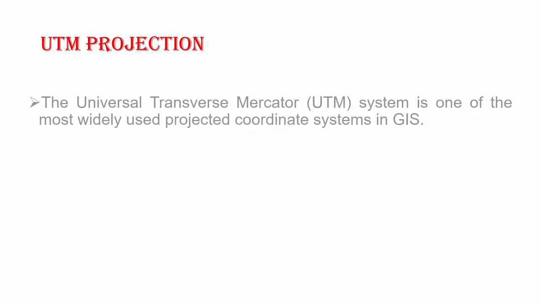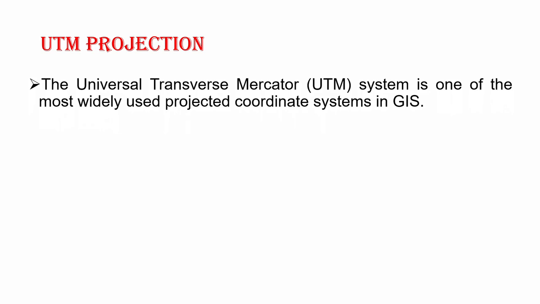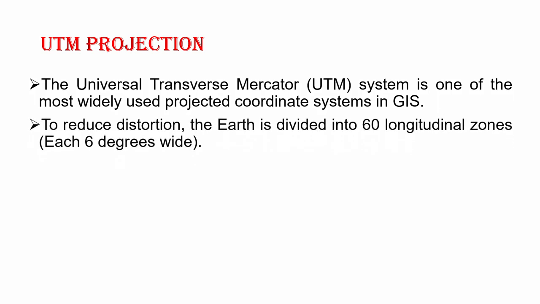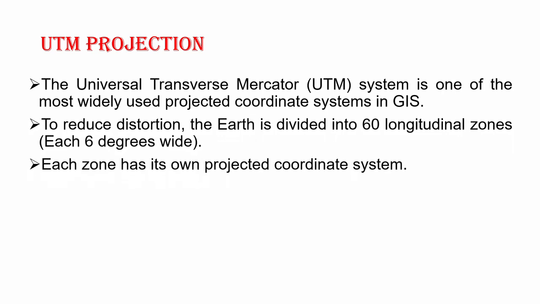Now, the concept of UTM projection. UTM stands for Universal Transverse Mercator. It is the most widely used projected coordinate system in GIS. UTM projection reduces distortion. The Earth is divided into 60 longitudinal zones. Each zone has its own projected coordinate system.